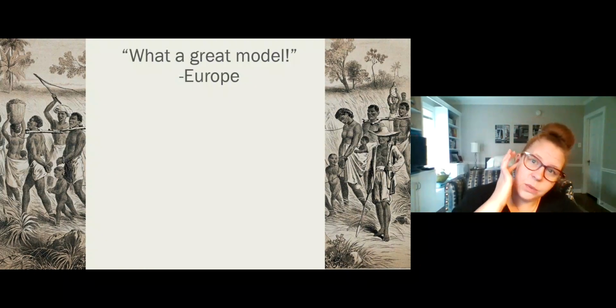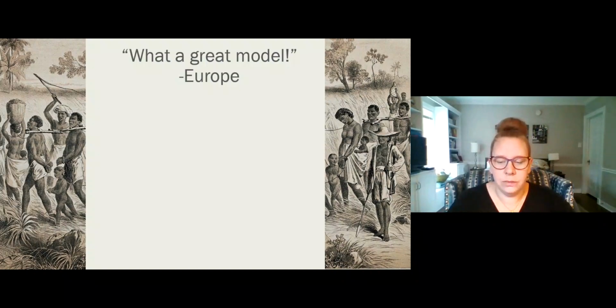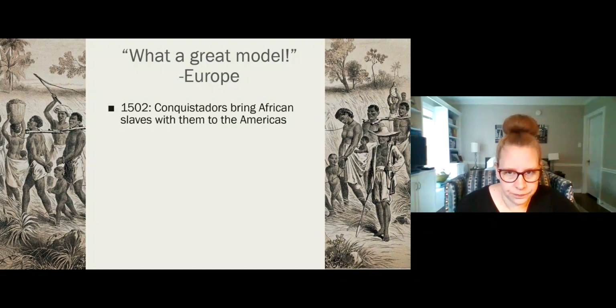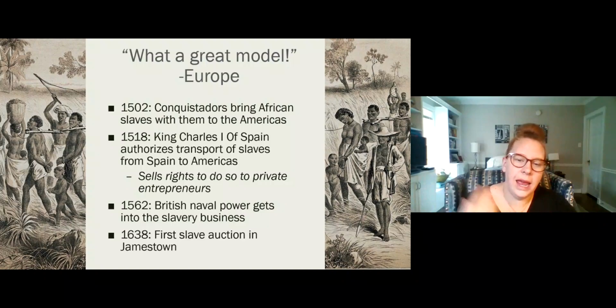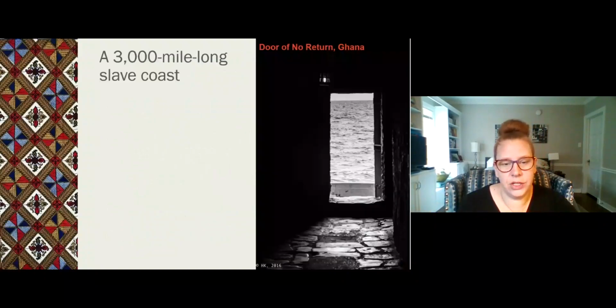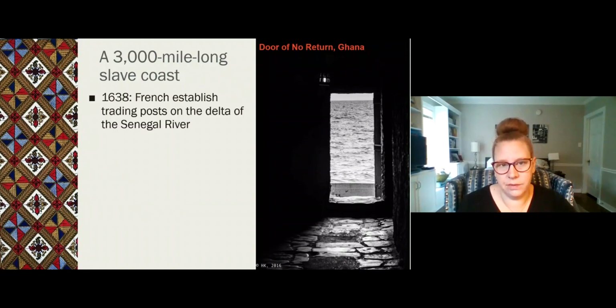Europe sees this. They say, wow, that's so smart of you, Portugal. Let's do it all over the place. So basically, these other powers start supporting slavery. Spain, Britain, and... In 1638, you get the first slave auction in Jamestown. Eventually, essentially, the west coast of Africa is transformed into a 3,000-mile-long slave coast.